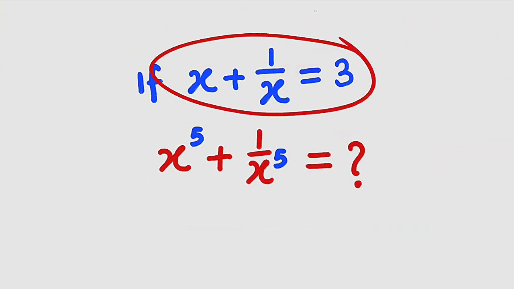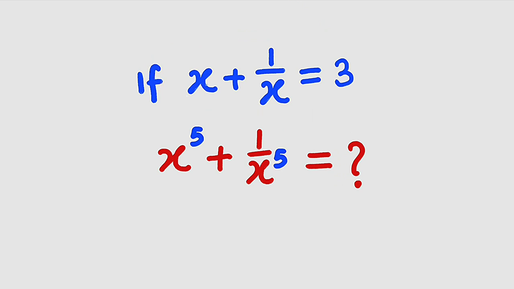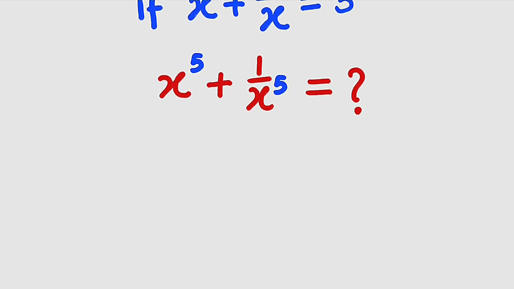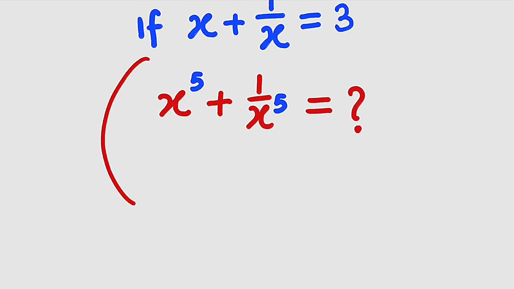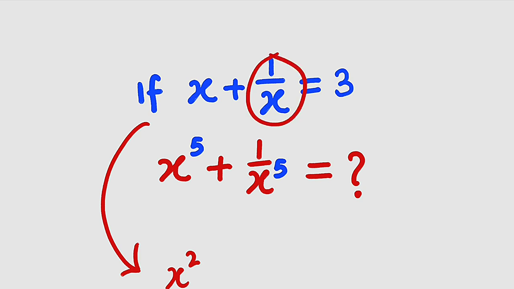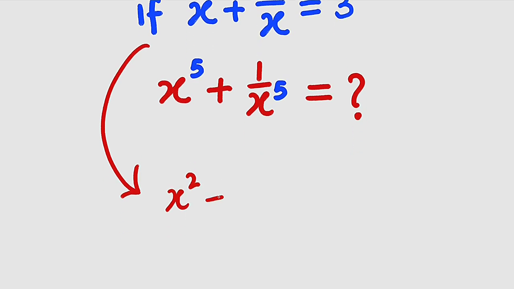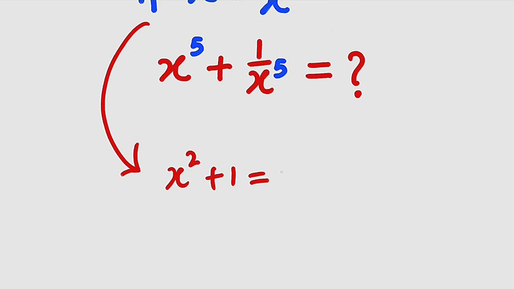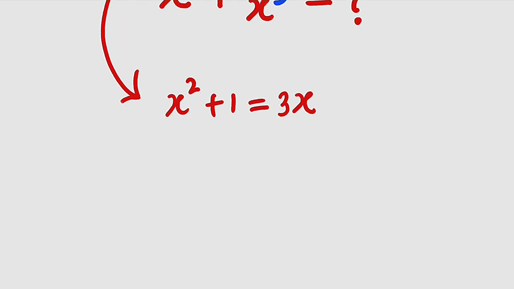From this equation, we can multiply every single term by x just to clear the fraction. If you take x and multiply it by x, let me draw an arrow here, you have x squared. Then if you multiply 1 divided by x by x, x will cancel x, leaving only 1. And on the other side, we have 3 multiplied by x, that will give us 3x. Now you can see we have a quadratic equation, hence we should expect two solutions.